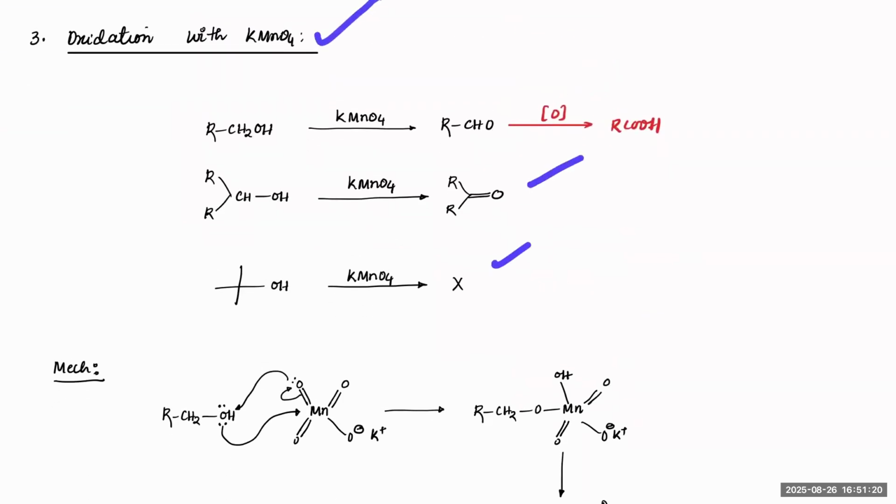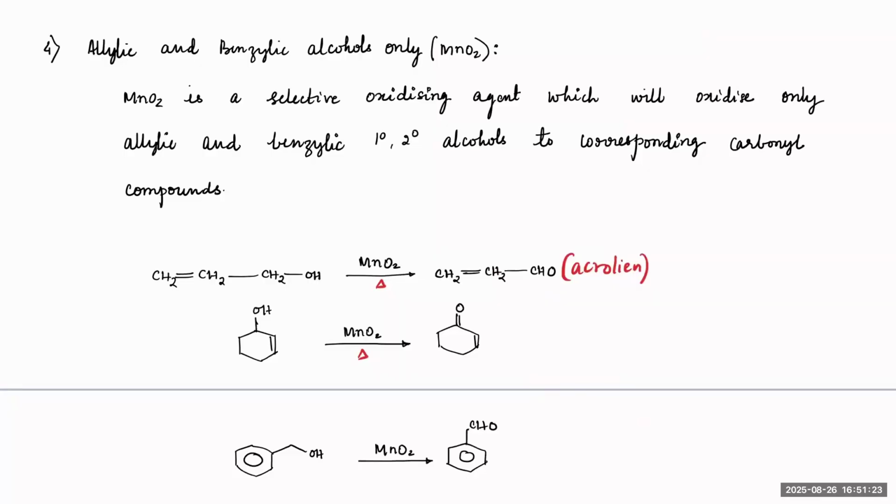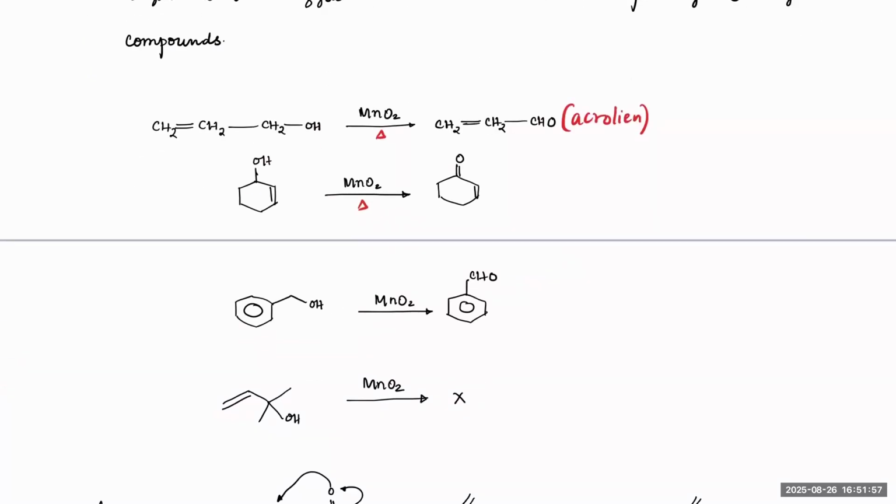Oxidation with KMnO4, I discussed it already. Mechanism is not required. Now, this is again an important area where we are using MnO2 and heat. MnO2 and heat will only oxidize an allylic position or a benzylic position. That's it. If the alcohol is allylic, then only it will oxidize. Otherwise, no oxidation. So here, this allyl alcohol will become acrolein, that aldehyde form. Here also this is an allylic second degree, so that will become ketone.